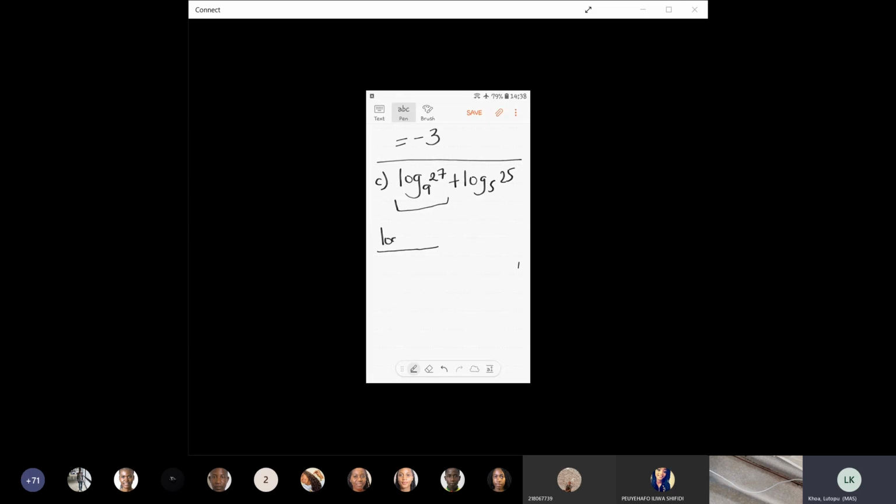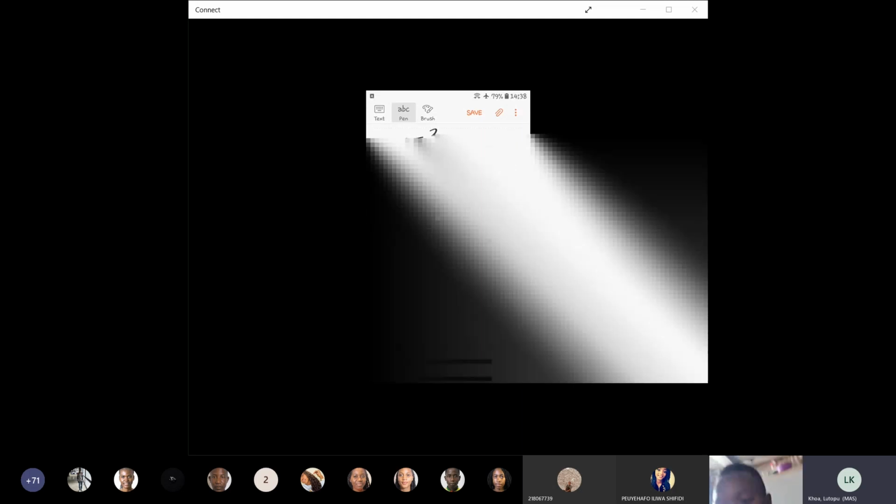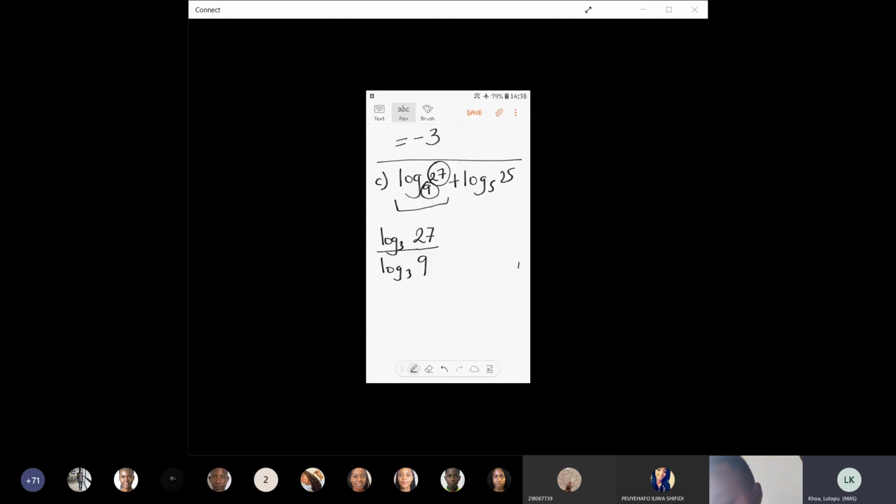I've decided to change to log base 3, so I put that in the numerator and in the denominator. Then my argument goes to the numerator, my base goes to the denominator. That is the technique. Then for the second one, 25, I can rewrite it as 5 to the power of 2, so I don't need to change the base for that one. So this is just log base 5, 5 to the power of 2. Then I simplify.